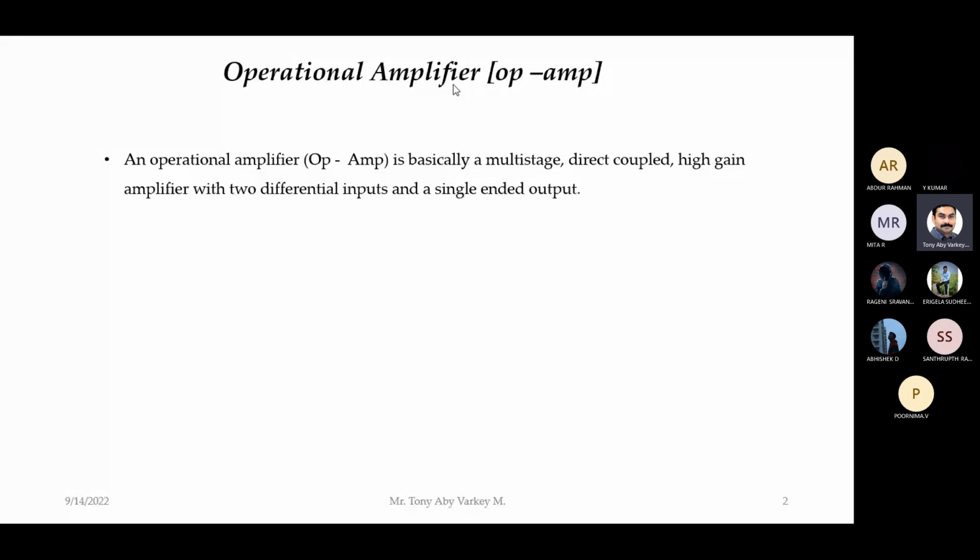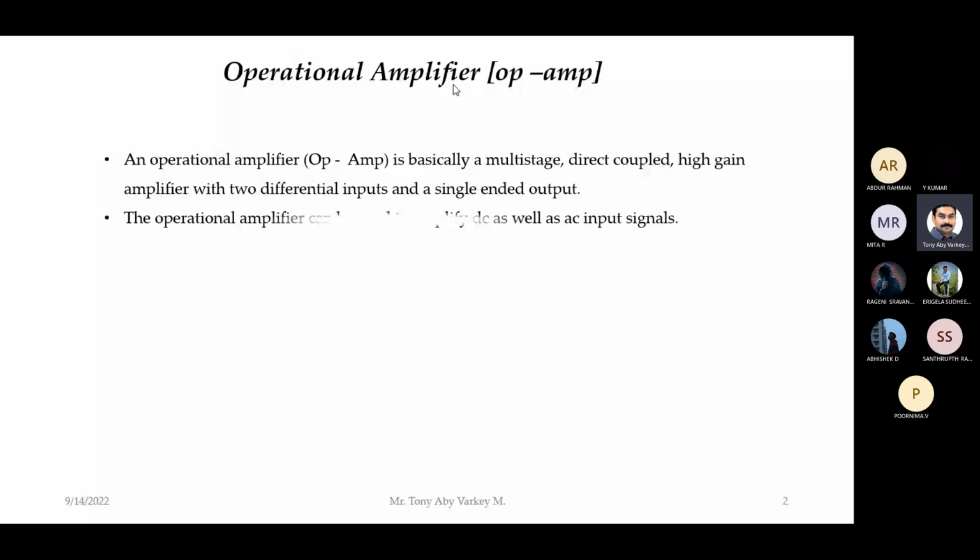Then it is direct coupled. As I told, there are many stages. From one stage to the next stage, it is directly coupled. There is no capacitor, nothing. Output is taken directly from one stage and given to the input of the next stage. That is why it is called direct coupled. And the total gain of the amplifier is very high. There are two differential inputs and one output.